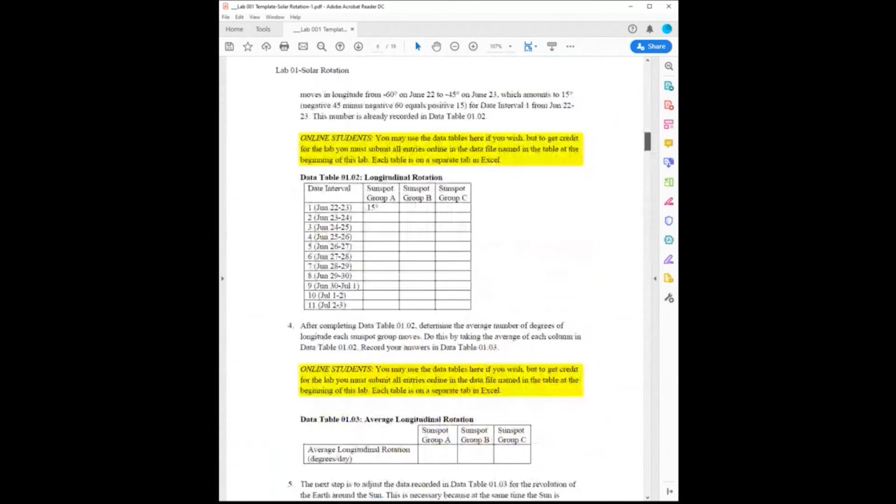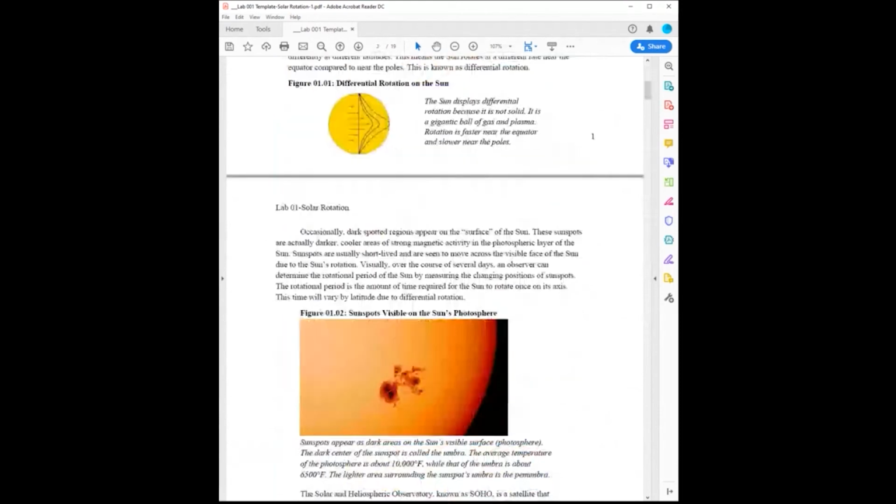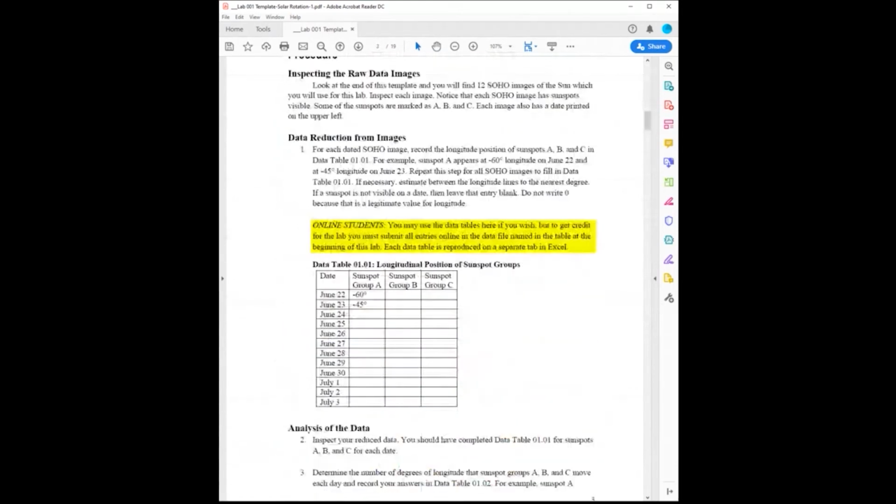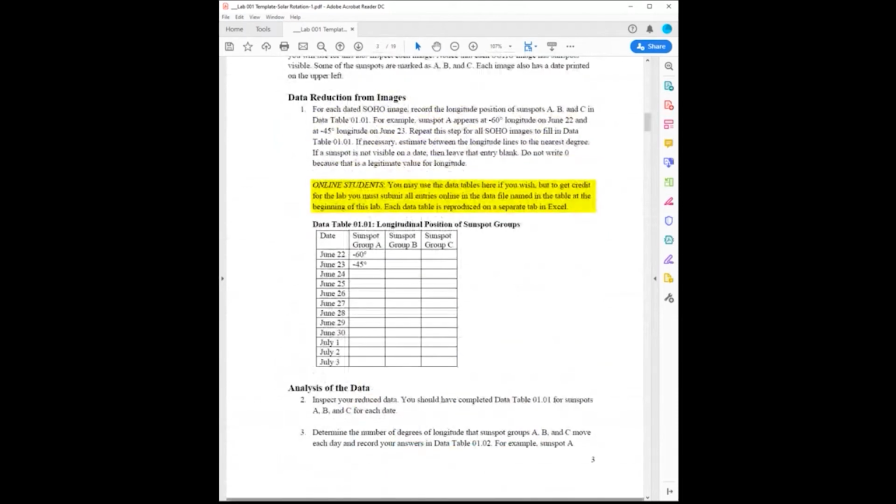Okay, so going back up to the top here, the background information tells you a little bit about sunspots and what's to come. And then when you get to the procedure, it tells you to fill in this data table. And the data table includes sunspot groups A, B, C, and all of the dates for all the images are listed there. Negative 60 degrees, negative 45 degrees, those are already entered in for you. And then, if you recall, sunspot group A on June 24th was approximately negative 32 degrees. So you need to fill in the rest of them then.